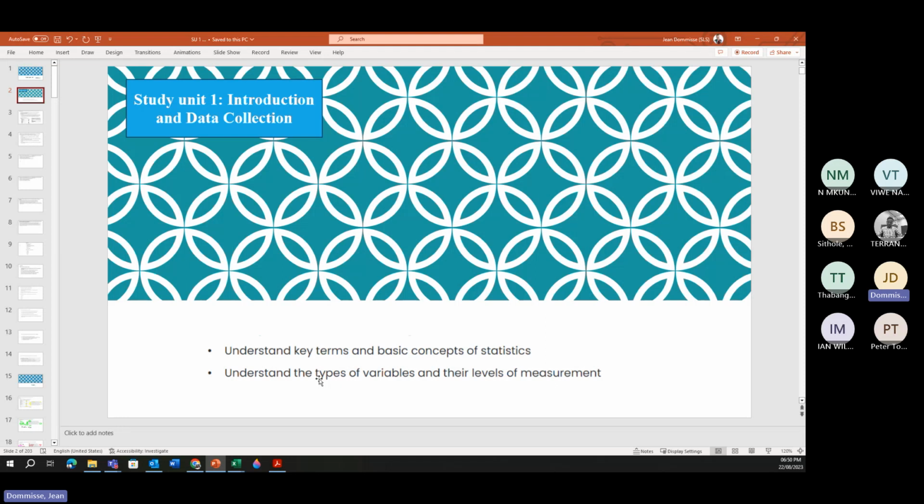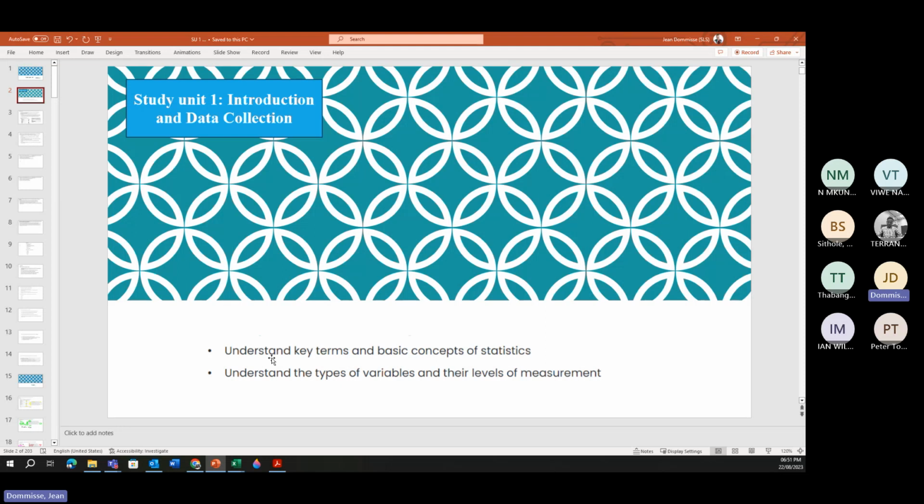So I basically just copied it from last year to say, okay, what we need to do from study unit 1 is understand the key terms and basic concepts of statistics. So remember when we started off, things like statistics, samples, population, parameters, those kind of questions will be asked, and it's normally very, very definition questions.